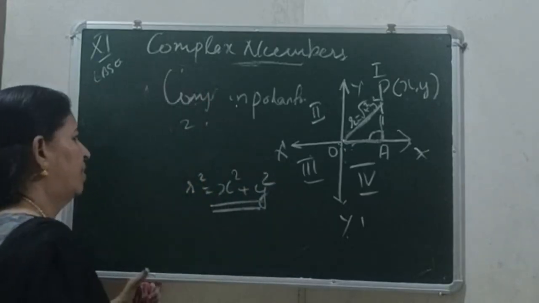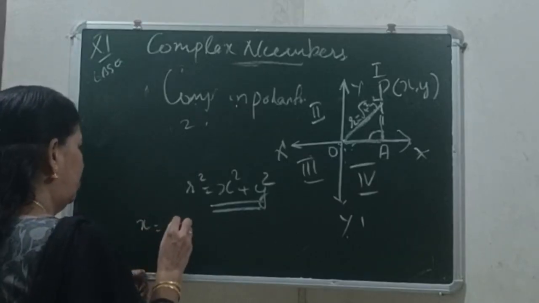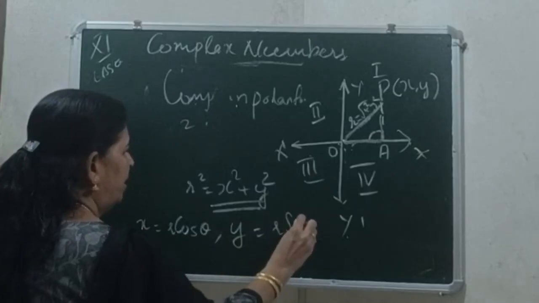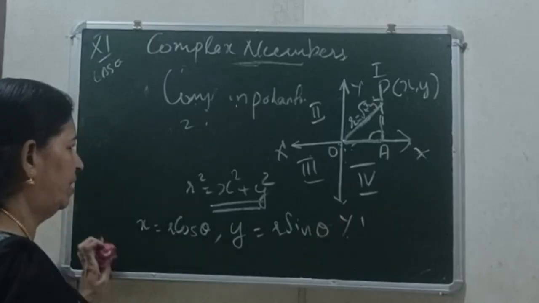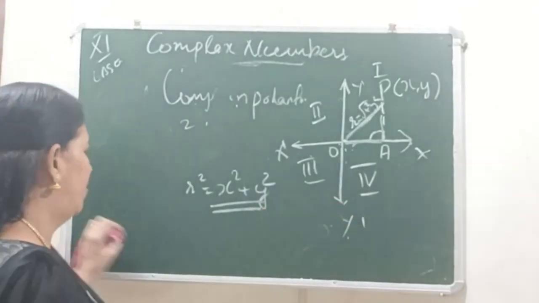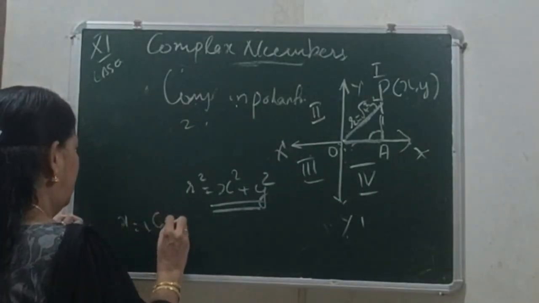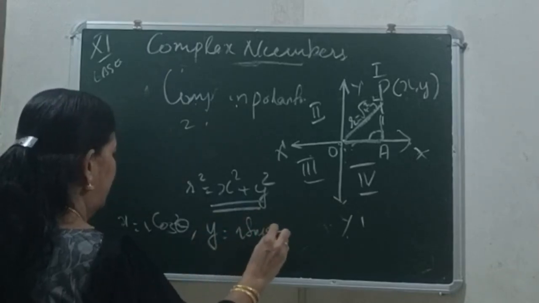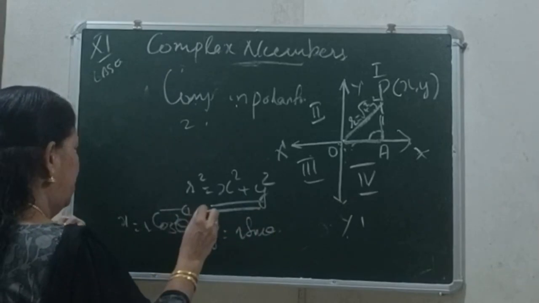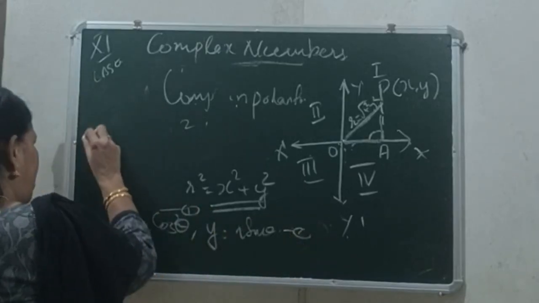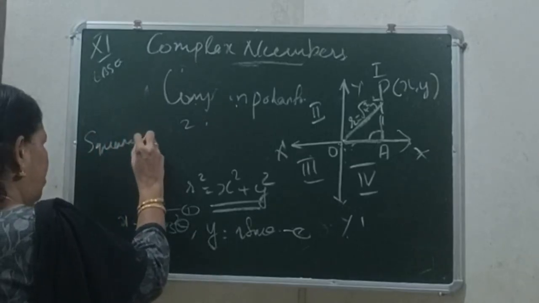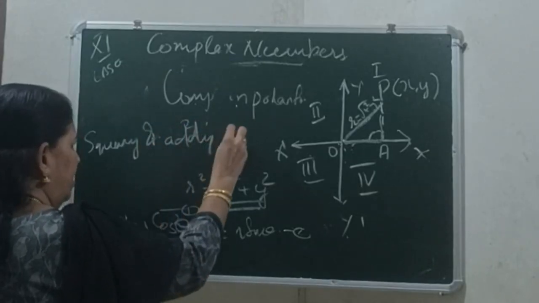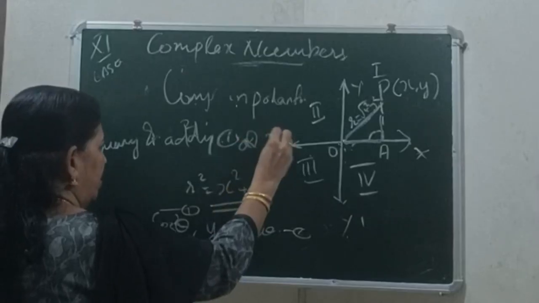That is, x equal to r cos theta, the real part, and y equal to r sin theta, the imaginary part. x equal to r cos theta and y equal to r sin theta, equation 1 and equation 2. Then squaring and adding equations 1 and 2.